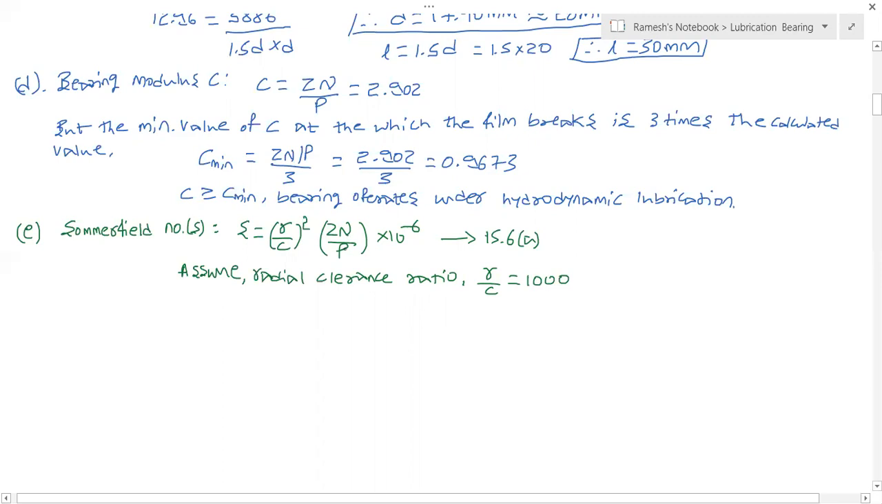Already Zn by P is calculated from the table, it is 2.902. Substitute the values, and from that you will get the Summerfield number. Therefore, S is equal to R by C, which is 1000 square, into Zn by P, which is nothing but C, 2.902, into 10 raised to minus 6. Therefore, the Summerfield number will be 2.902.